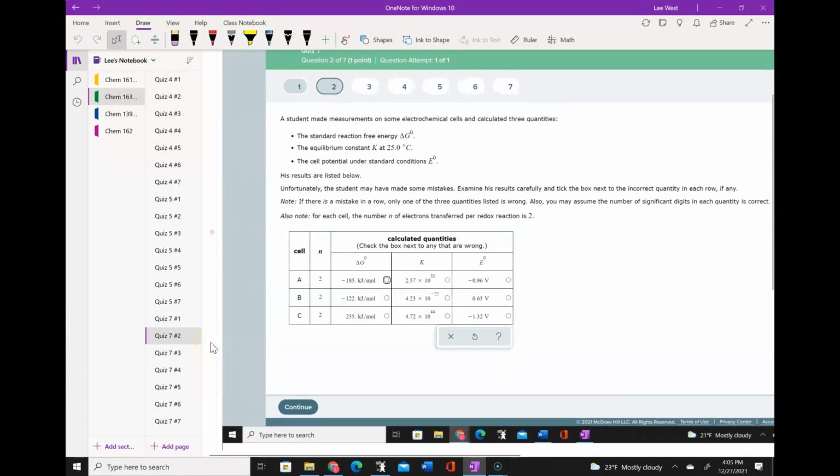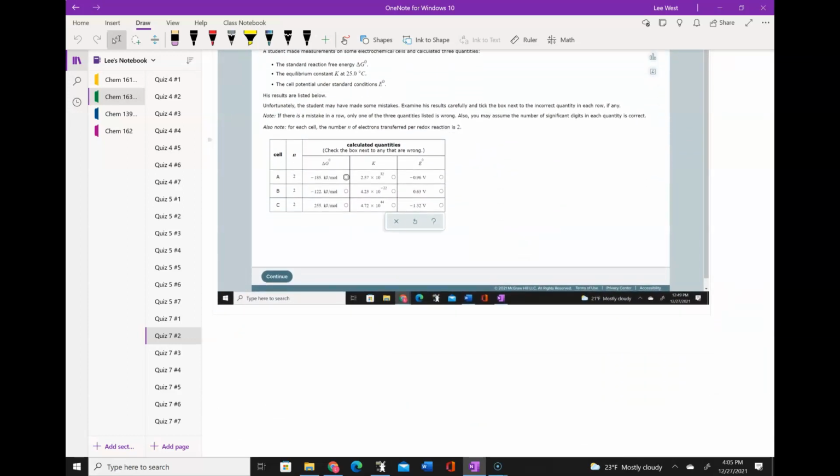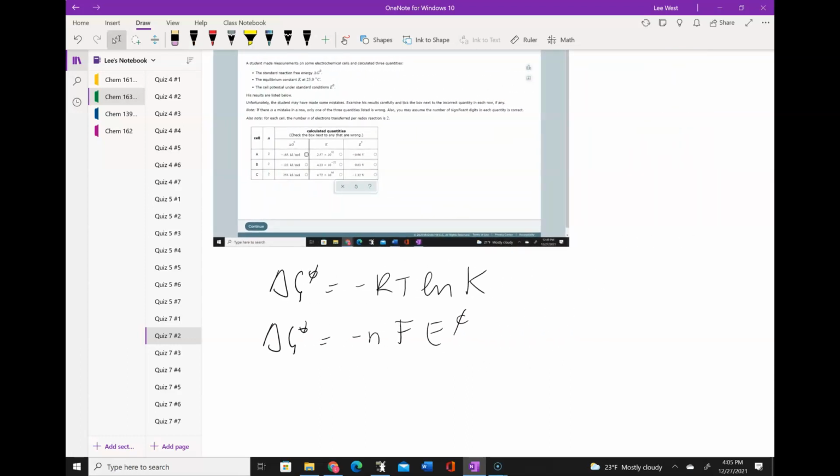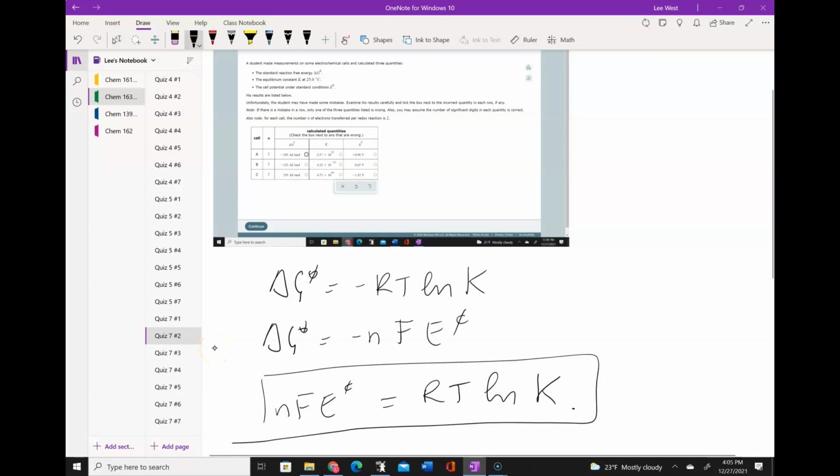Okay, this one looks like we're going to be relating delta G naught, K, and E naught. So how are these related? Delta G naught equals minus RT log K. We also know that delta G naught equals minus nF E naught. So that should do it, right? If you want to get fancy, you could say that nF E naught is equal to RT log K. But that's really just combining those two first equations, isn't it?